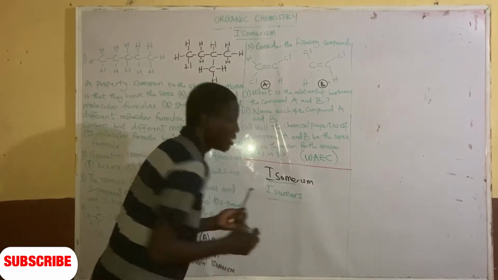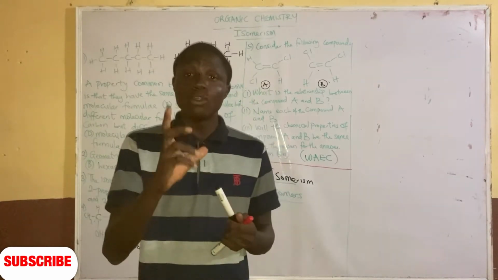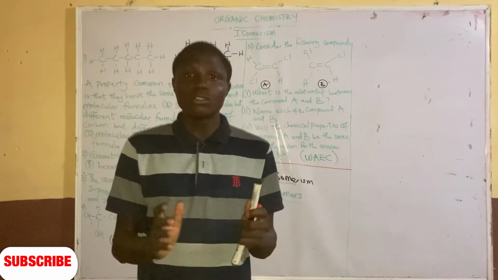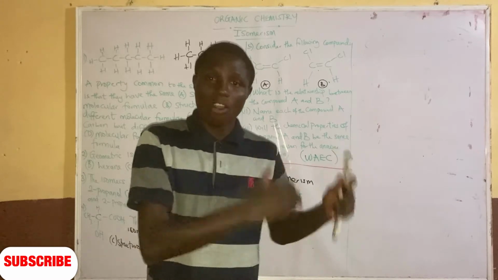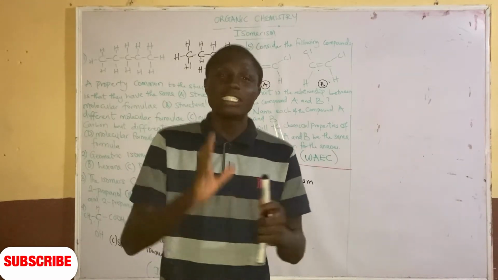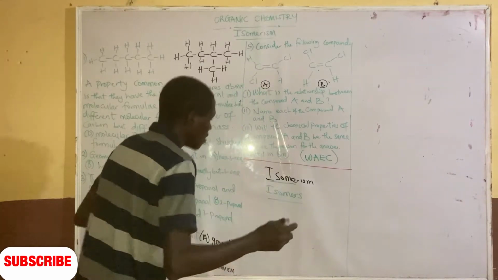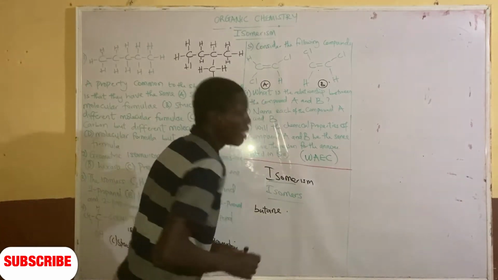What do you mean by isomers? Isomers are compounds which have the same molecular formula but different structure. An example of isomers is butane.